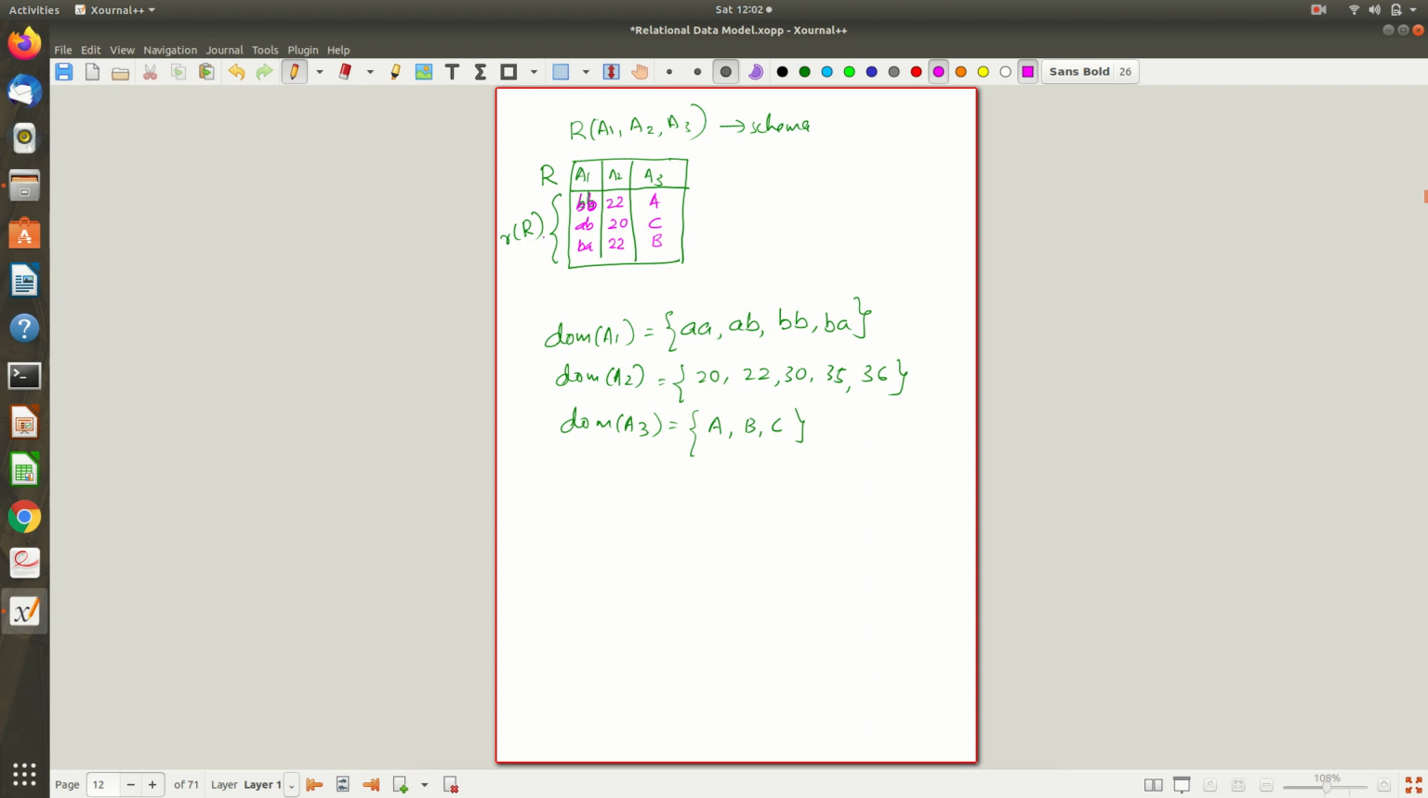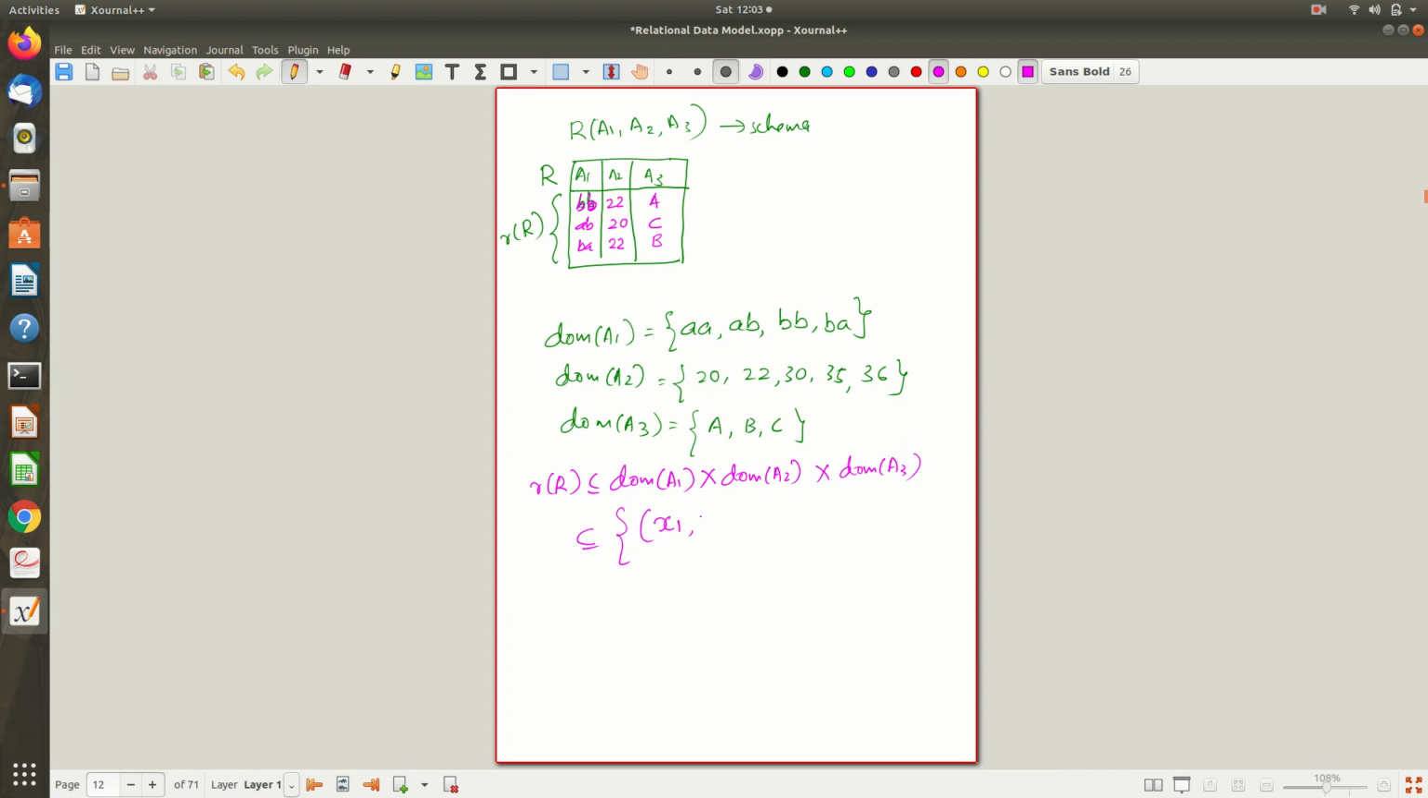Now how can you relate it with the formal definition of the relation? A relation is a subset of the Cartesian product, right? So at any point, this R will be a subset of the Cartesian product, that is domain of A1, cross product domain of A2, Cartesian product domain of A3. Now how can you define this? This is something like ordered triples, because we are talking about a relation of degree 3.